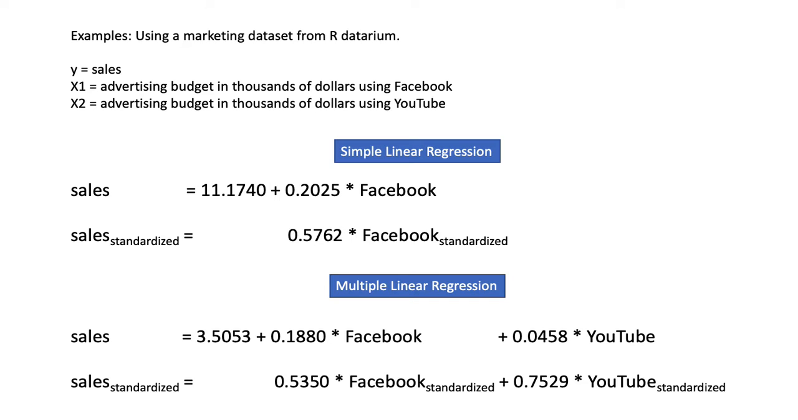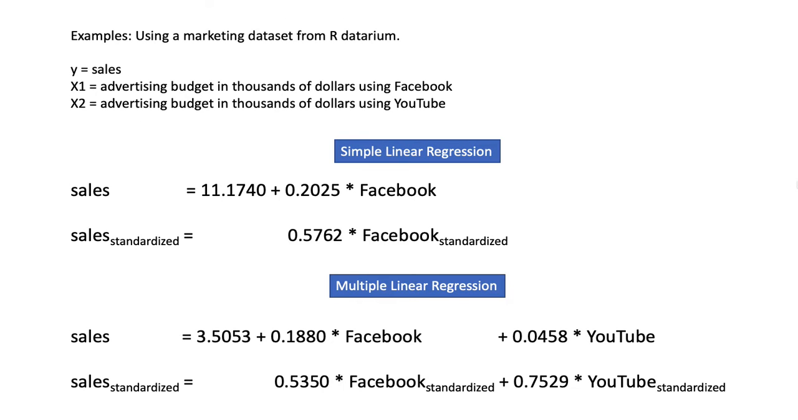Finally, here is an example where I apply the methods that we just mentioned to a marketing dataset. In this example, I use the independent variables of the advertising budgets in thousands of dollars using Facebook or YouTube to explain the dependent variable of sales.